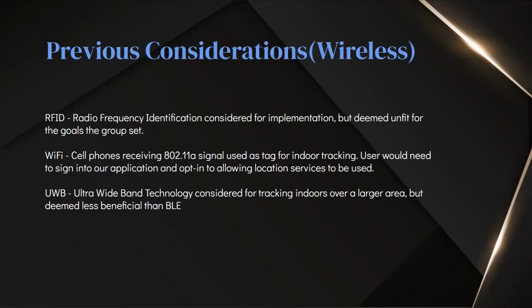So some previous considerations: RFID, which didn't have enough in terms of what we needed for the indoor tracking. Wi-Fi, we were going to use cell phones as tags, which is still a consideration, but we wanted to make something, so our PCB kind of replaced that, and the Bluetooth tag did as well. And then ultra wideband was also considered.